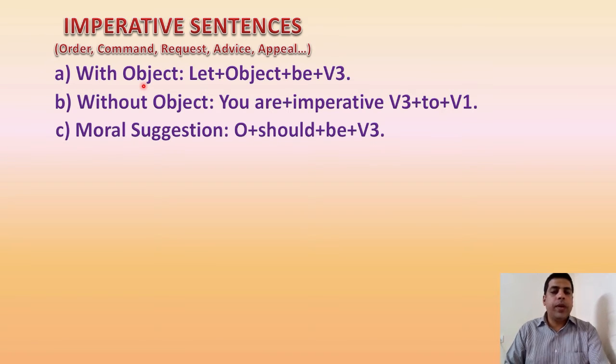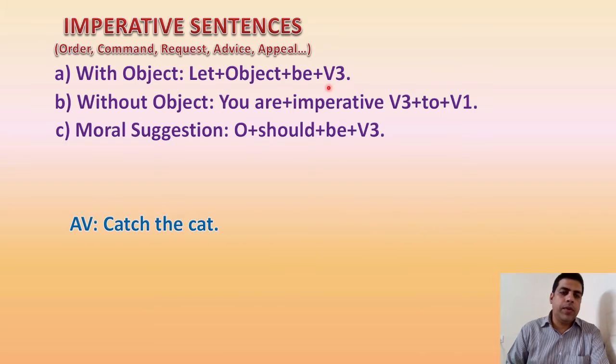If our imperative sentence has one object, at that time what should we do? What do we have to do to write the answer? We have to write the word let plus the same object that is there in the question. We should write that, plus be should be written, and the V3 form of the verb that is given in the imperative sentence is supposed to be used.